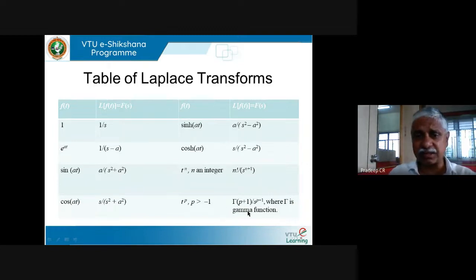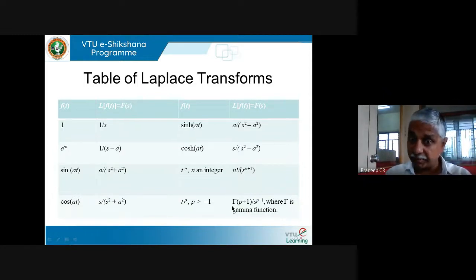This last one is there in your syllabus. Yeah, they could ask you some questions on this. In t power p, where p is greater than minus 1, it need not be integer. It can be real number also. For example, p could be half. So t power half. See, this does not cover n when power is not an integer. This covers when power is not an integer also. t power half, that is root t. What is the Laplace transform of it? It is gamma function, gamma of p plus 1 divided by s to the power of p plus 1, where gamma stands for gamma function. I won't tell you what is gamma function. You must have learned it in one of your MATLAB 301 or 201 or somewhere.